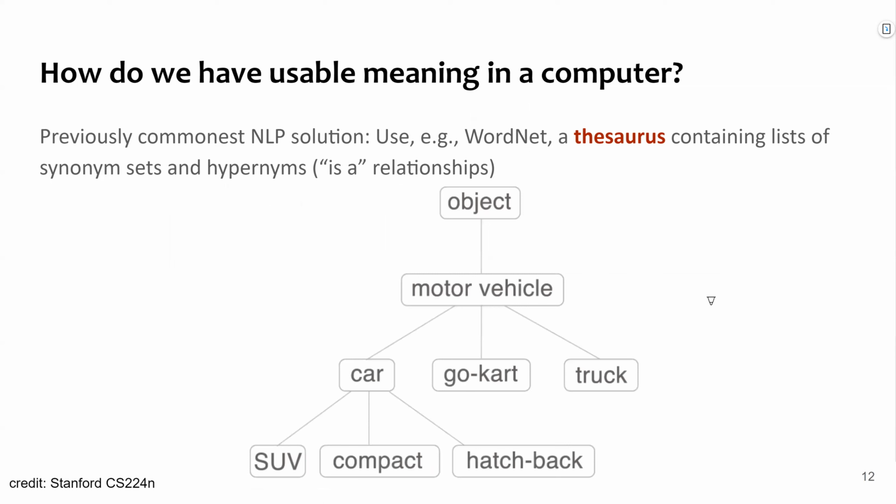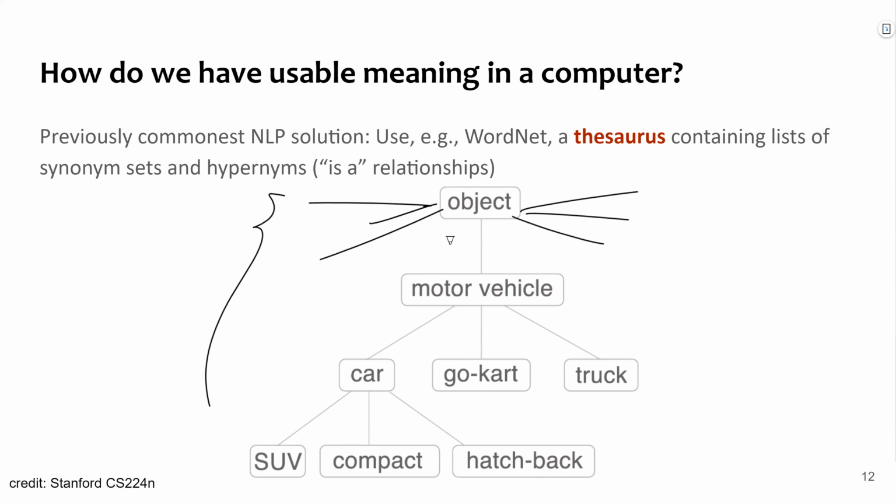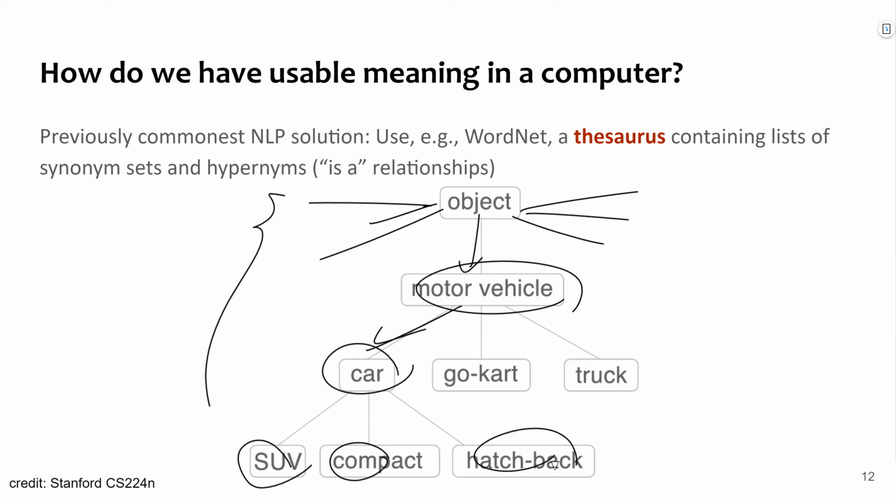In another view, you can think of it as this diagram. There might be numerous objects connected to this node, and one of the objects is motor vehicle. And you can go down further and a more specific object comes, for example, car. And car is not just one object that represents all kinds of cars. Car can be classified into SUV, compact, or hatchback, like this. Okay, so this is one example of hypernym.